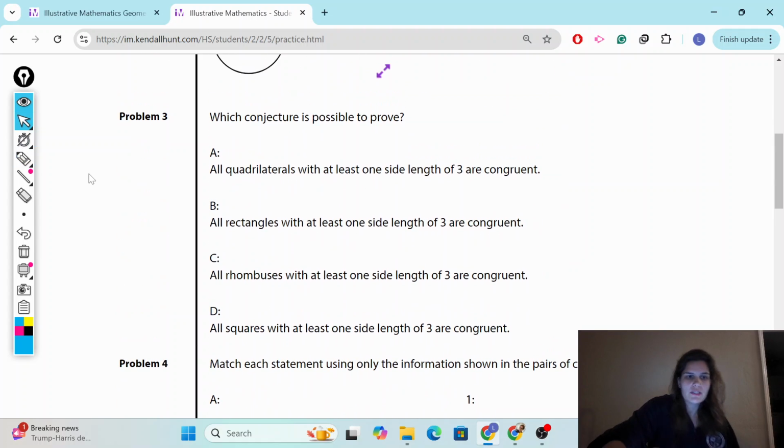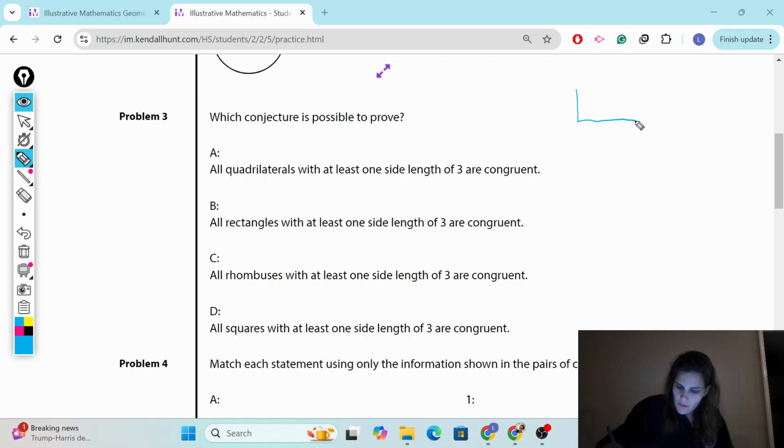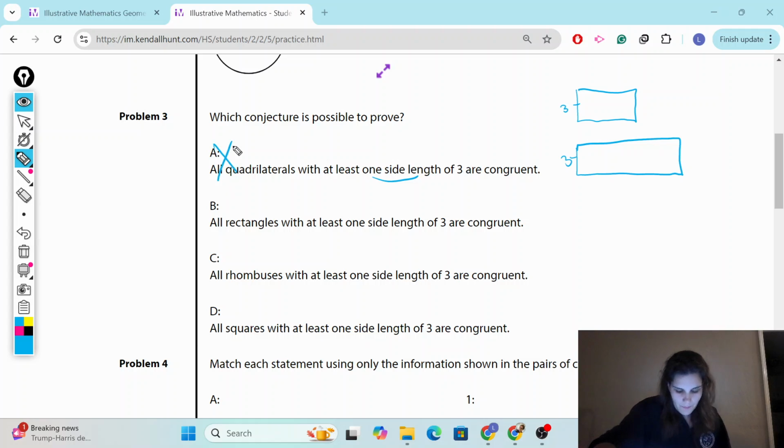Problem number 3. Which conjecture is possible to prove? A conjecture is a math guess or a math hypothesis. We're saying we think this is true and then we have to prove it. Math is fun because you can actually prove things. A. All quadrilaterals with at least one side length of 3 are congruent. The way I like proving conjectures is I like trying to figure out different scenarios. Here are two quadrilaterals. They each have a side length of 3. Are they congruent? Nope. It is not true.